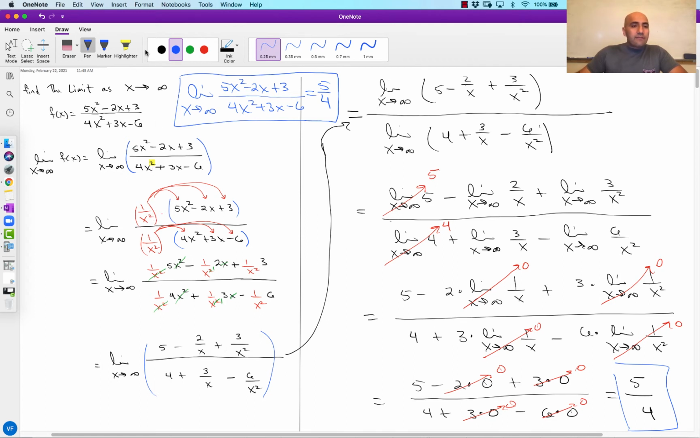If this had been a different problem where, say, this had been an 8 there, then you'd have to multiply by 1 over x to the 8th power, and then the appropriate thing would work out, and we'd be able to find that limit. All right, now let's use Desmos to confirm this result.